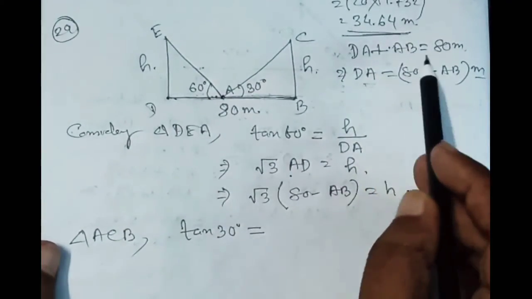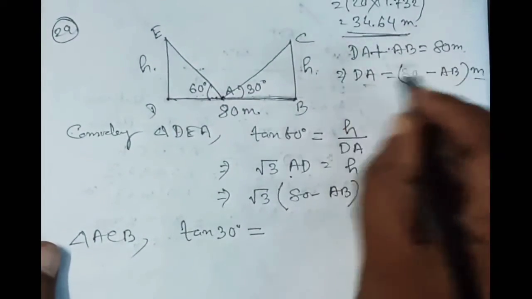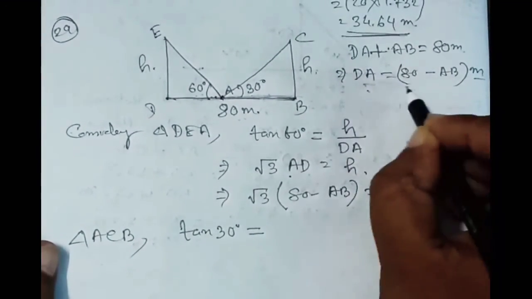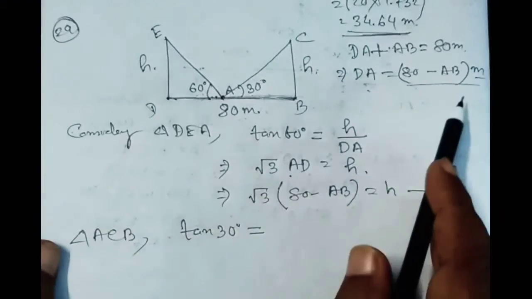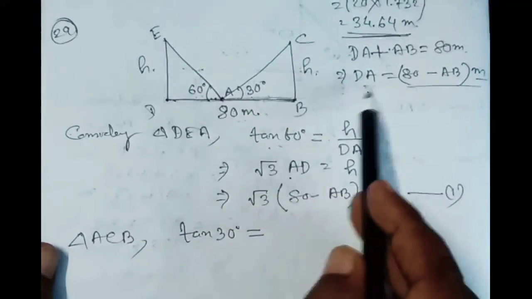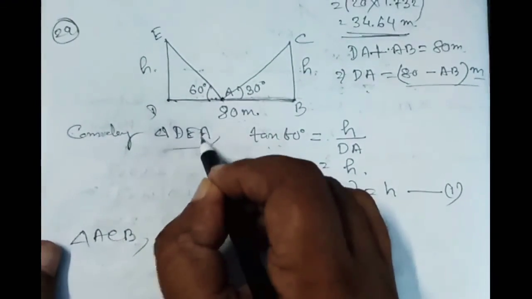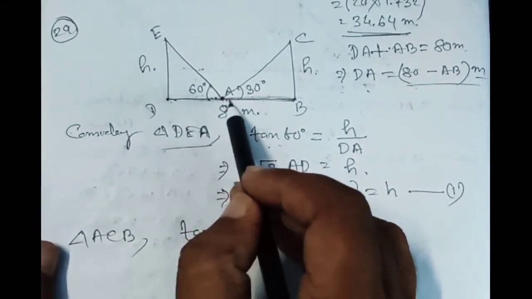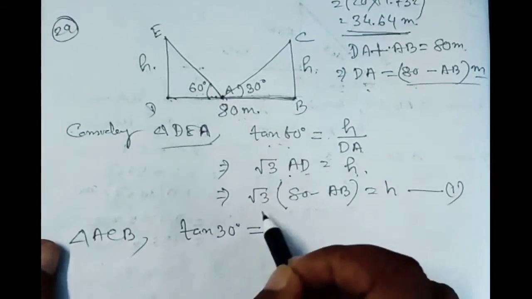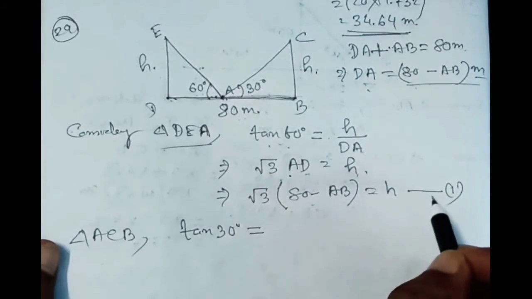Now here DA plus DB is equal to 80 meter, so DA is equal to 80 minus AB meter. Now tan 60 is equal to H by DA from triangle DEA, so root 3 AD is equal to H. Now root 3 into 80 minus AB is equal to H. This is equation number 1.